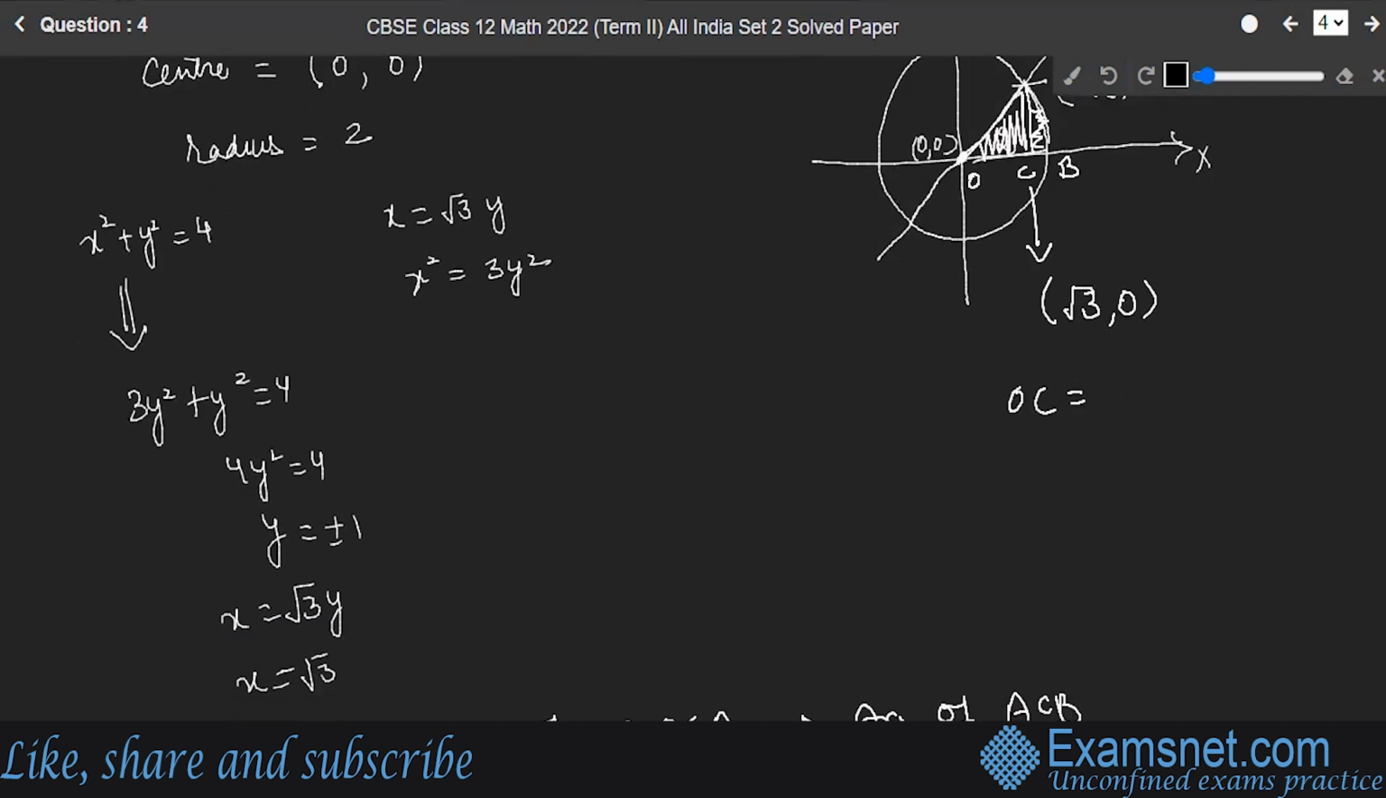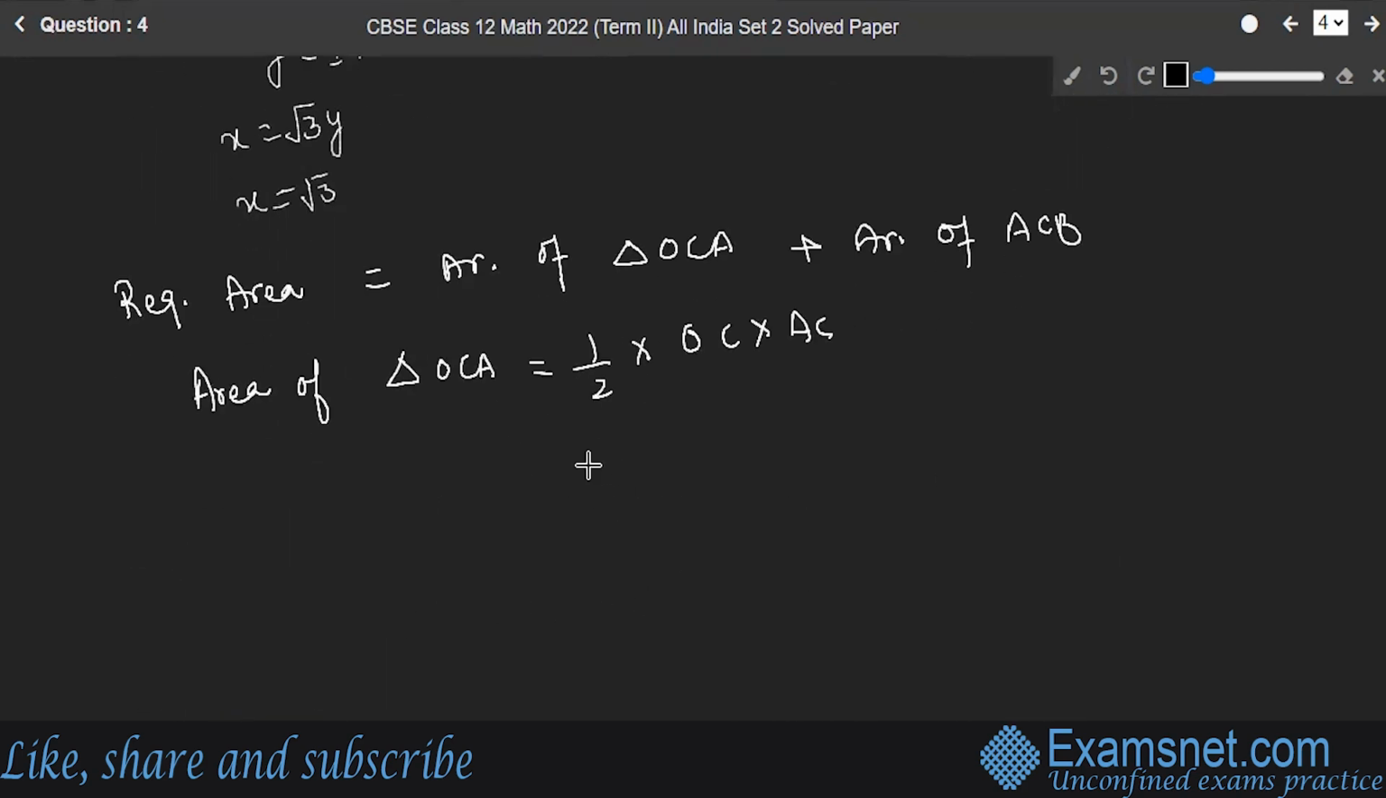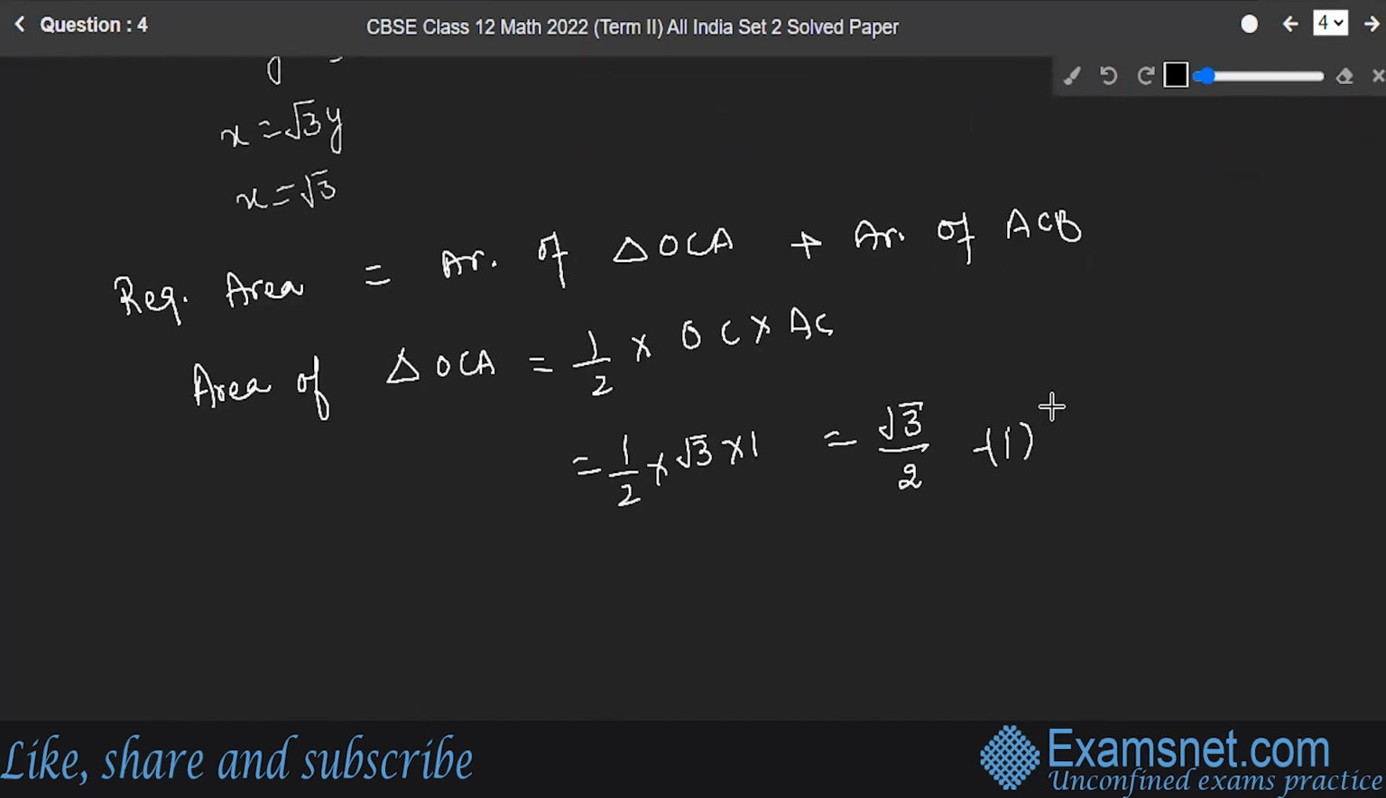From here, OC is equal to root 3 and AC is equal to 1. All right. So this is half into root 3 into 1, which is equal to root 3 by 2. Let's say this is equation 1. Now you have to find out the area of the curve ABC, basically this area. I'll use integration to find the area of ABC.